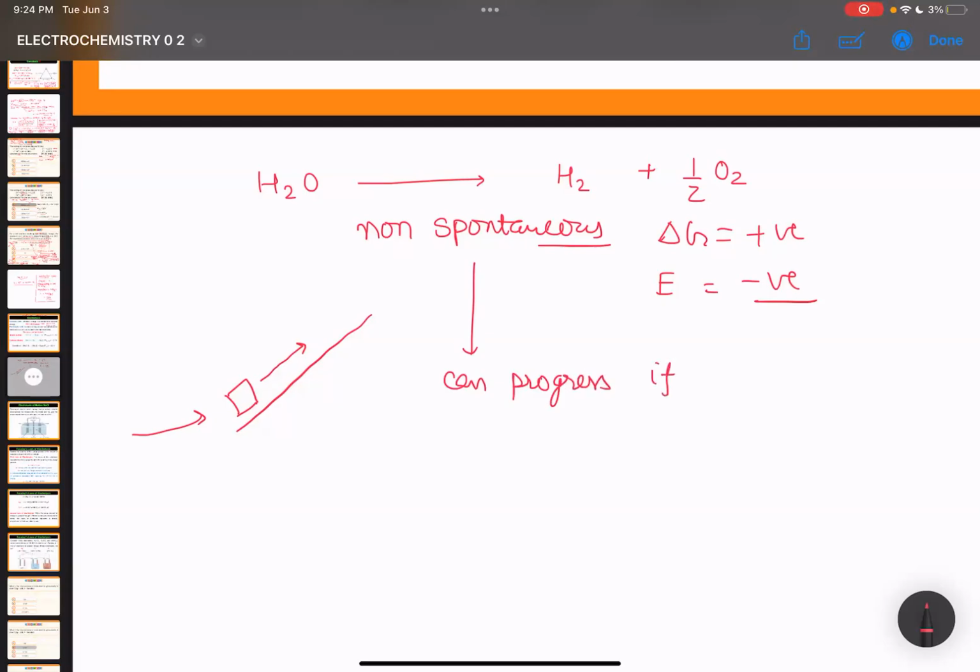if external voltage is applied. This block can move up if I push continuously. Similarly, this reaction can happen if I connect it to some anode and cathode, and if I apply voltage, so electrical energy is consumed.